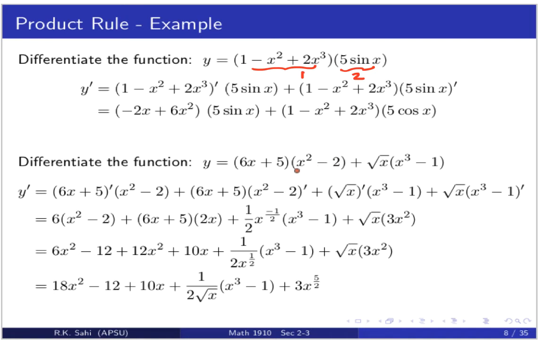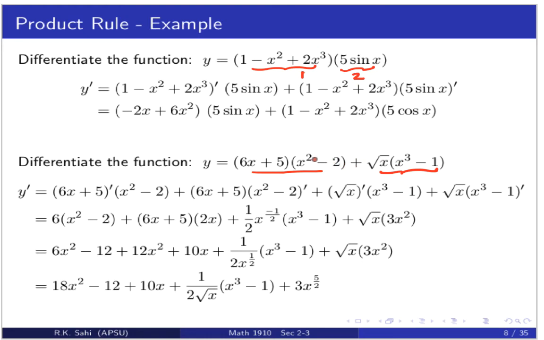Differentiate this function. Now there are two expressions, and one of the expressions is a product of two functions. So y equals 6x plus 5 times x squared minus 2. So this is one function, which is a product of two functions, and the second function also is a product of two functions, square root x times x cubed minus 1. But both these two functions are joined by an addition.